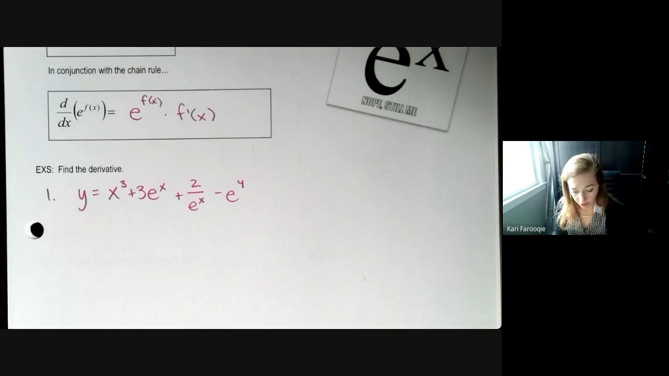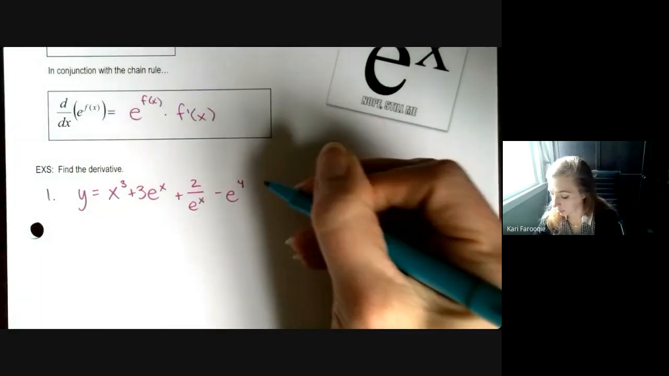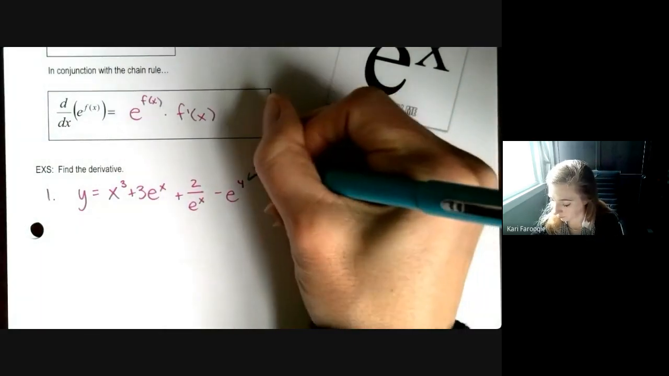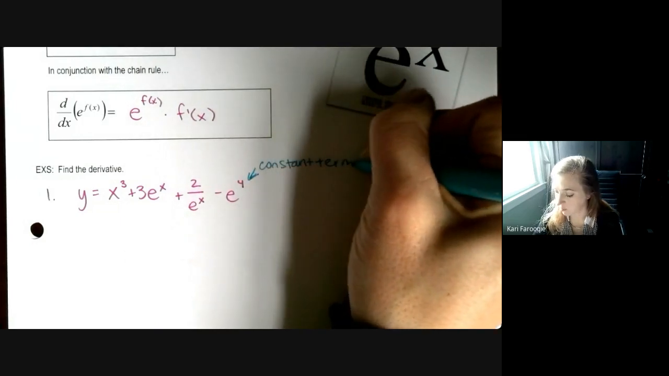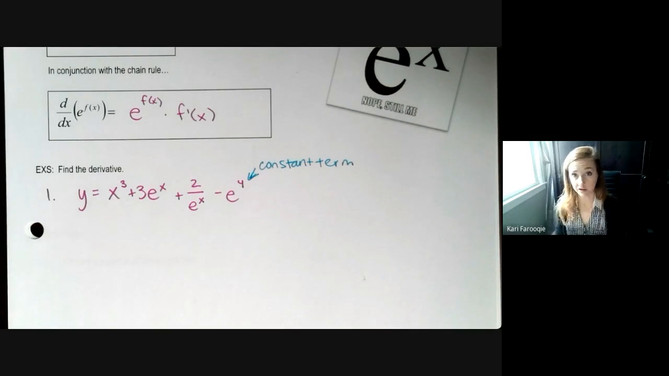All right, one thing I want you to note right away is that e to the 4th power is actually a constant term. A lot of times, students think that because it contains a letter, it must be some sort of variable expression. But remember, e is just a number, and it's being taken to a power that's also a number. So in this case, when we take its derivative, we're going to get 0 for that term. So I wanted to point that out right away.